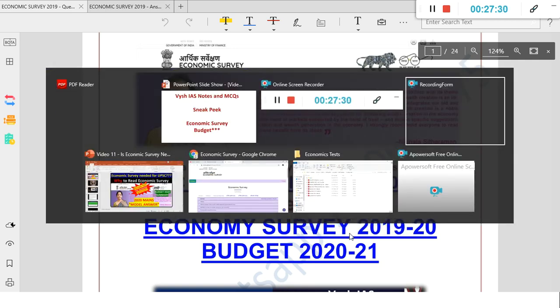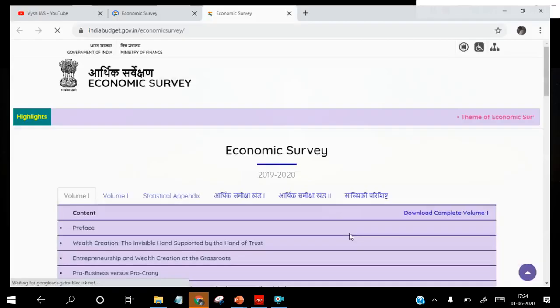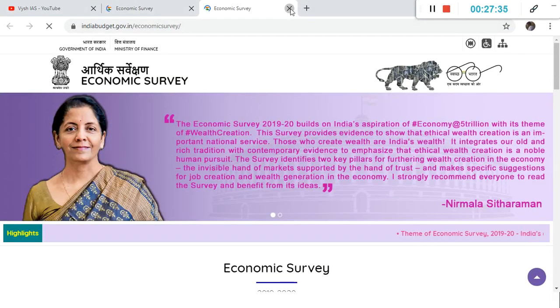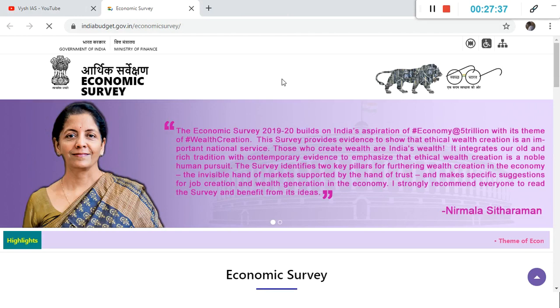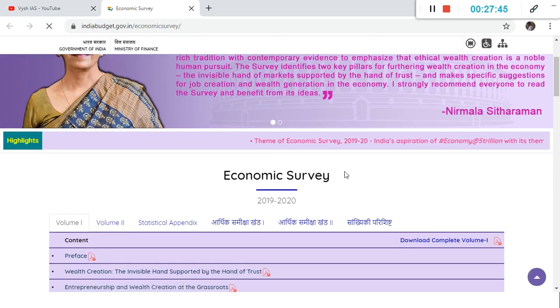The page should have opened. Okay, the page will open up. So this is the official government Indian Budget.gov economic survey site. This is the screenshot which I placed there also. If you see here, the scrolling theme.